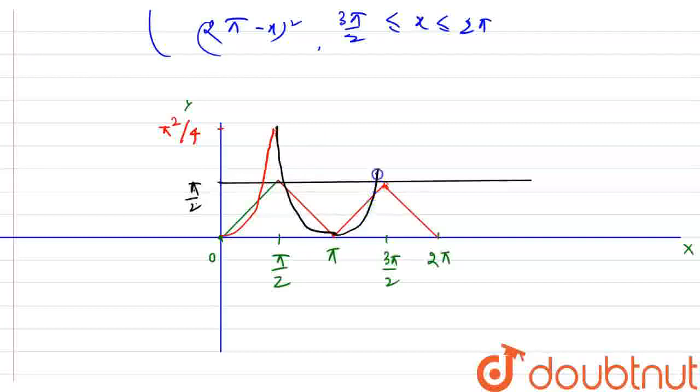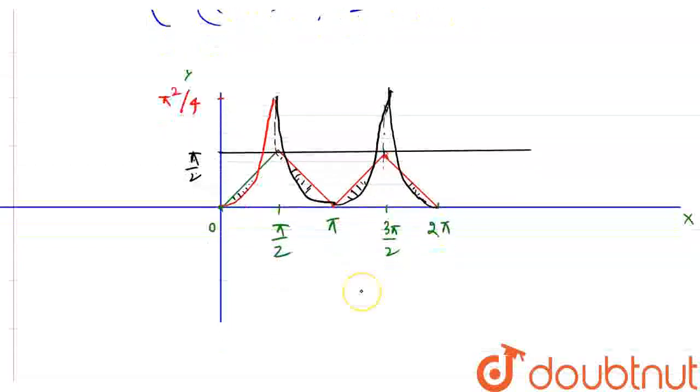It is a parabola. So it should look like this. This should be the point, this should be the point, and this should be the point. And this is symmetric. These areas are equal. These four areas should be equal.